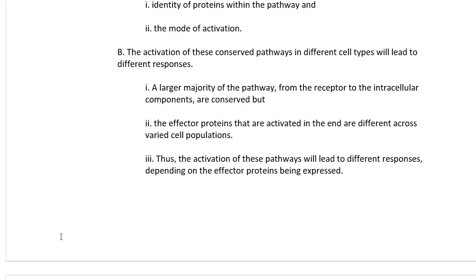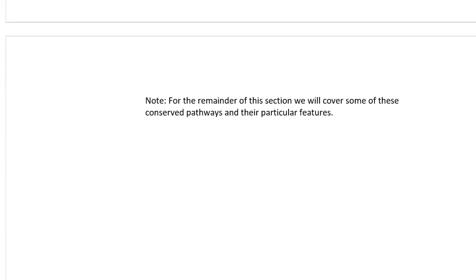A large majority of pathways from receptor to intracellular components are conserved, but the effector proteins that are activated in the end are different across varied cell populations. Thus, the activation of these pathways will lead to different responses depending on the effector proteins being expressed. Note, for the remainder of this section, we will cover some of these conserved pathways and their particular features.